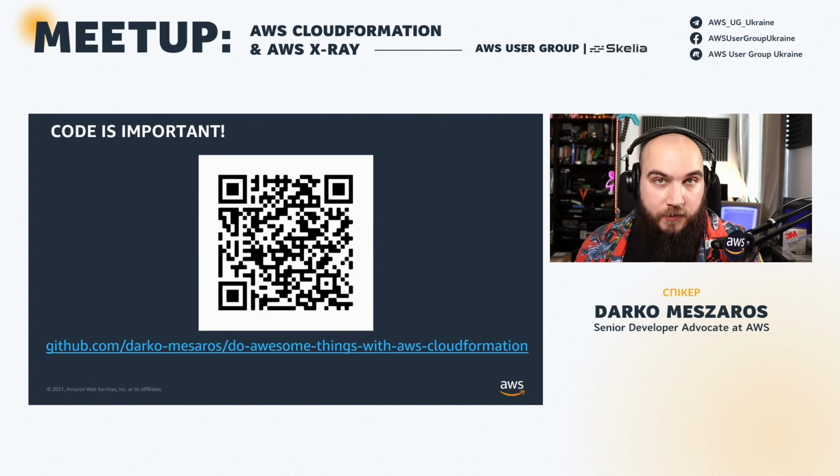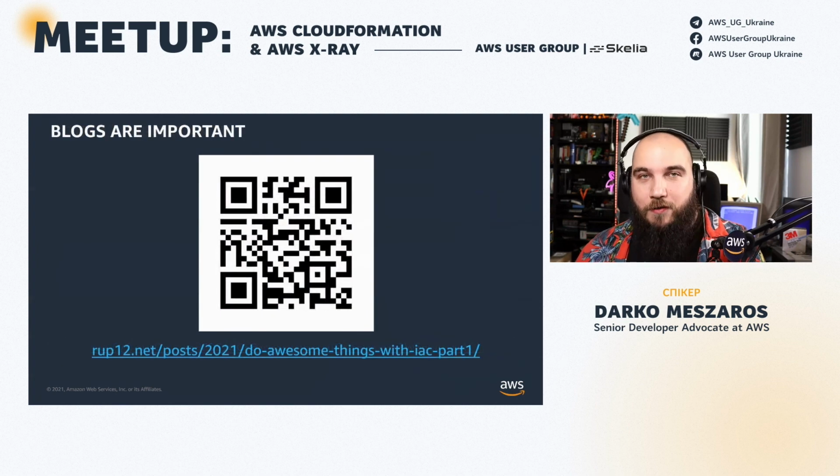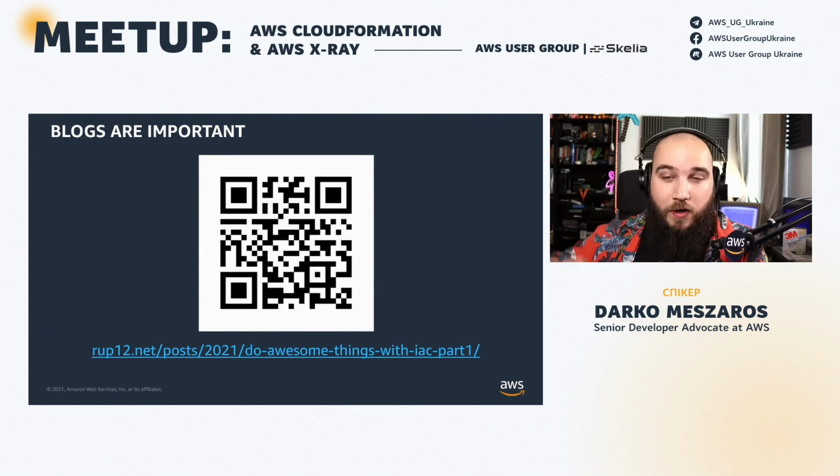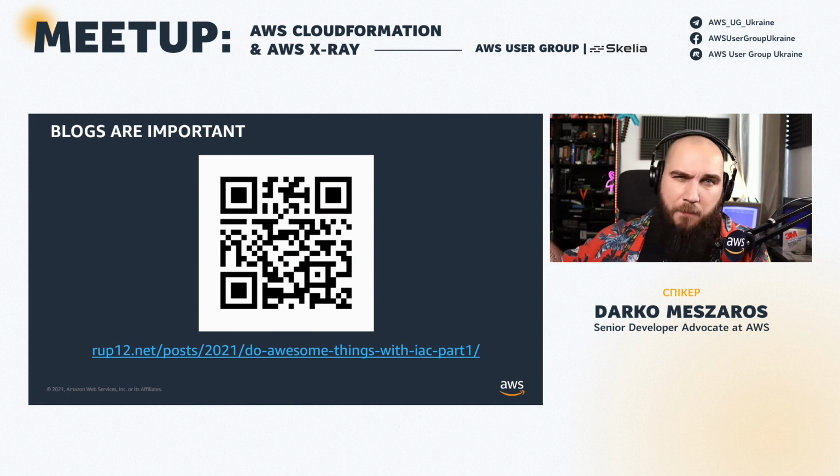And also, blogs are important. I like to blog from time to time. I've actually written a blog post. This is part 1 of Do Awesome Things with Infrastructure as Code. It's not CloudFormation specific, but if you want to read more about infrastructure as code and how you can benefit from it and how it will suit you, I've included a bunch of examples there, some code snippets as well. So check it out. It's on my personal blog. There's a lot of other posts there. So if you want to check it out, I would be happy to have you there.